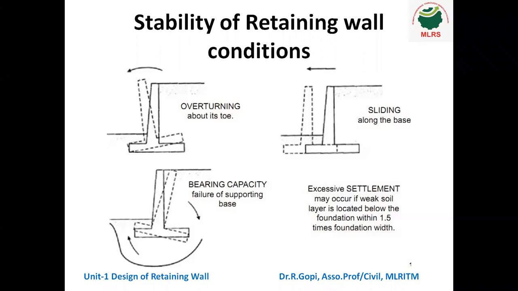Suppose due to heavy rain, the water level increases. If the water level rises to the base of the retaining wall, the foundation of the retaining wall will be fully submerged in water, and the bearing capacity will reduce. So we have to consider the water levels also. We have to design the foundation for the worst condition only. This is applicable not only for retaining walls but also in normal building structures. Under the worst condition, the water level is at the bottom of the foundation, and we have to design for this.